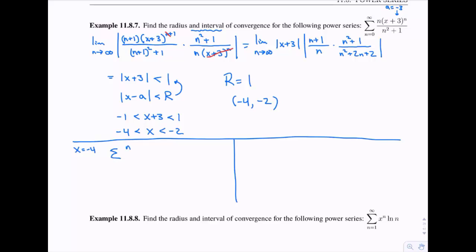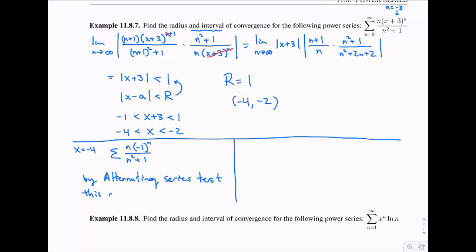So if I plug in -4 for x, I'm going to have the sum from n equals 0 to infinity of n times, when I plug in -4, this gives me -1 to the n over, still my n squared plus 1. So the claim is we know that this actually converges by the alternating series test. We're trying to figure out the interval of convergence, and the question right now is, does -4 make this converge or not? If I plug in -4, would this converge? The answer is yes. And again, it's by the alternating series test.